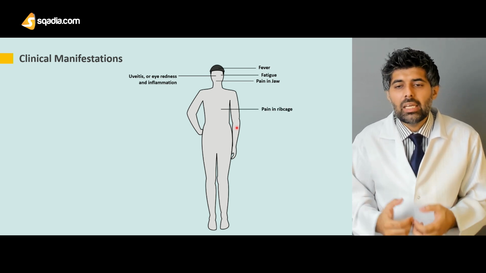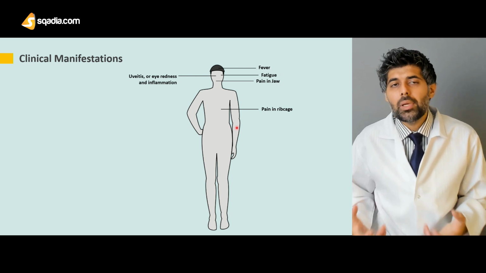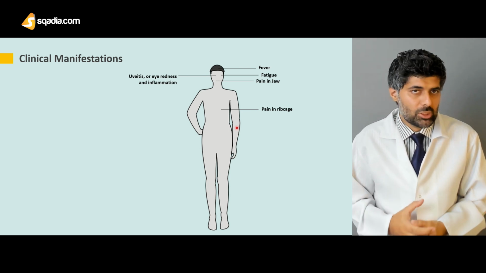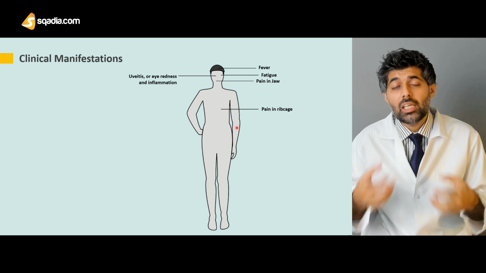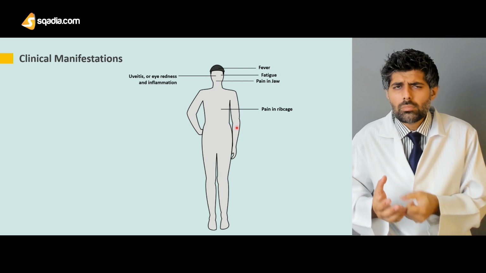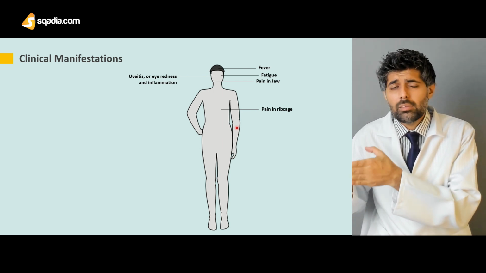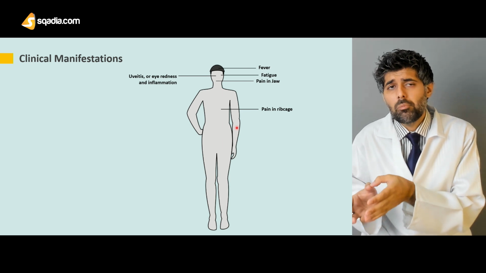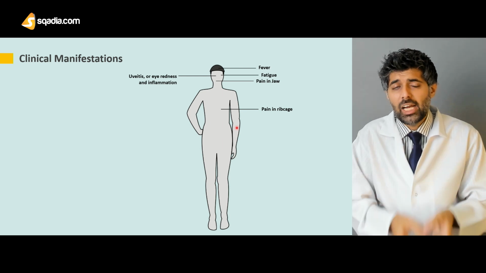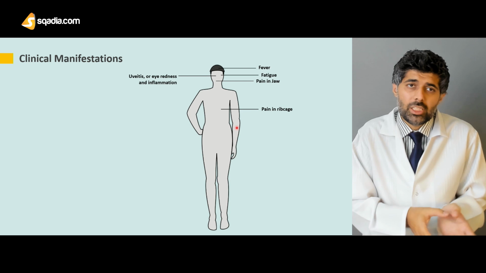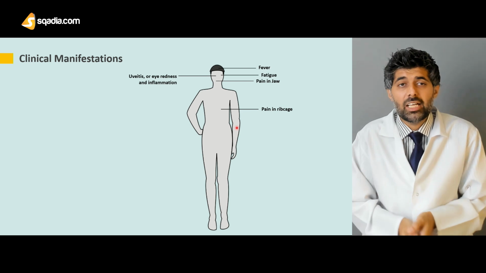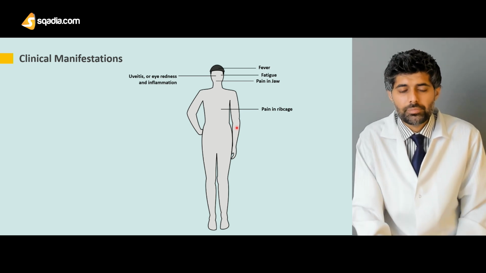Next, we have pain in the rib cage. This pain, which is usually of the bony type, not the muscular type, is due to the inflammation of the costovertebral joints, and these joints are inflamed usually because of their proximity to the axial skeleton. So sometimes these joints also get inflamed along with the inflammation of the axial or the peripheral joints.